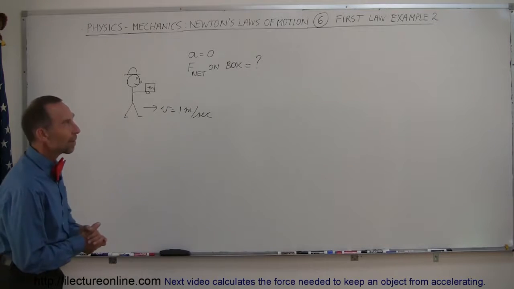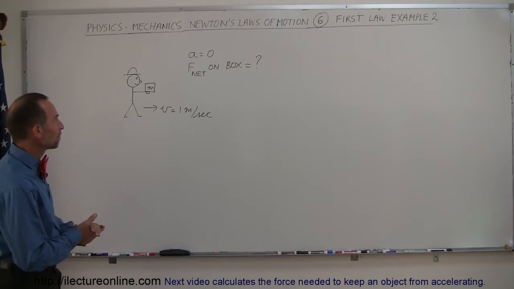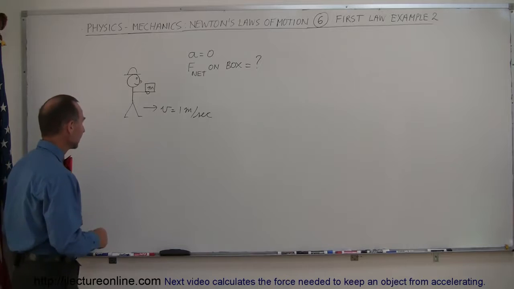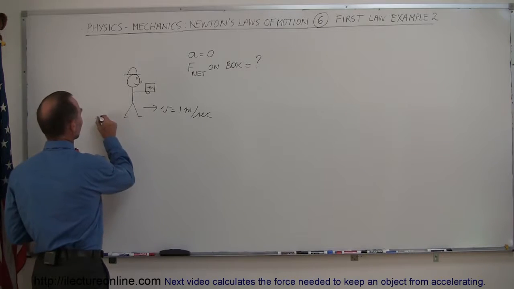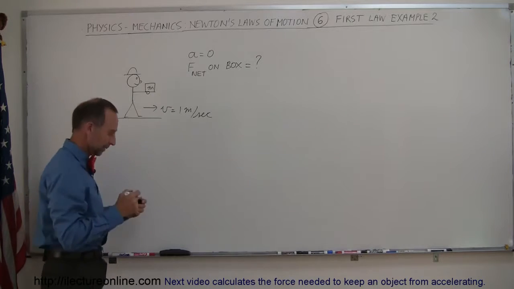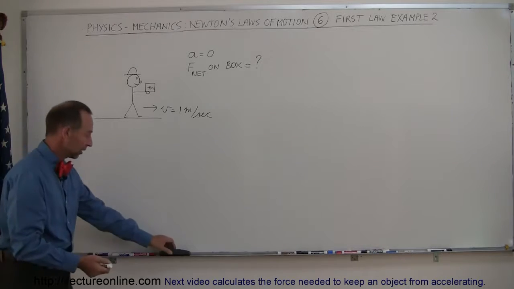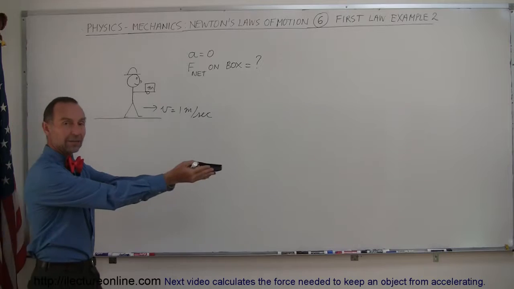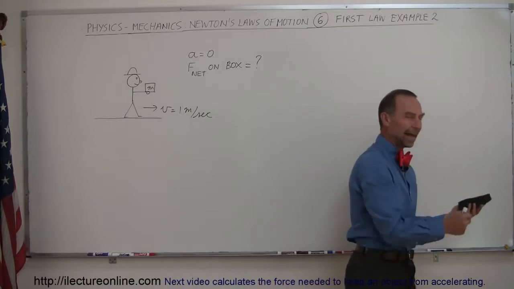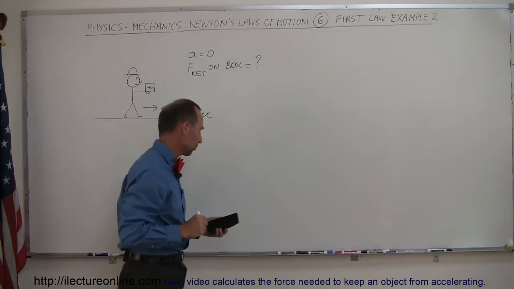And here's a second example of Newton's first law. Here we have a person walking, and maybe I should draw the ground so that we know it's not elevated up in the air. So we have a person walking on the ground carrying a package. So let's say they're carrying a box across the room like that at a constant speed of 1 meter per second.